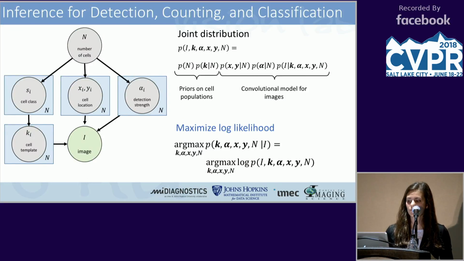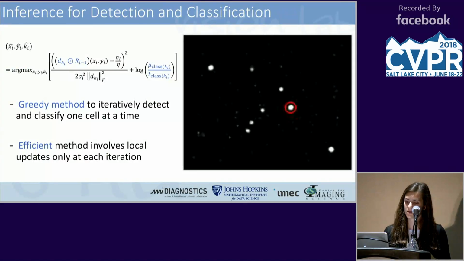Finally, we'd like to do inference. So given a new image, we'd like to jointly figure out what the cell templates are, the cell locations, the detection strengths, and the number of cells in the image. And we do this by maximizing the log likelihood jointly for all these variables. We use a greedy method, which is similar to matching pursuit. So rather than detecting all n cells in the image at once, we'll use n iterations to detect and classify a single cell at a time.